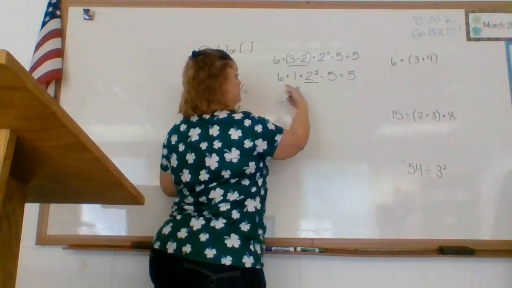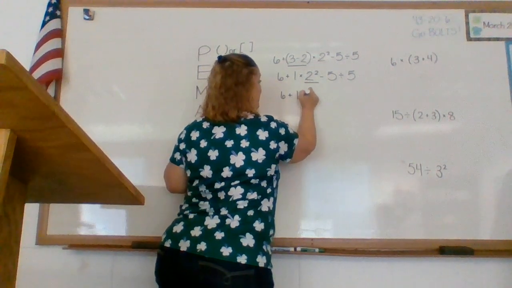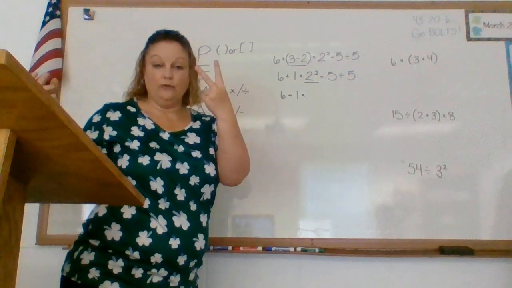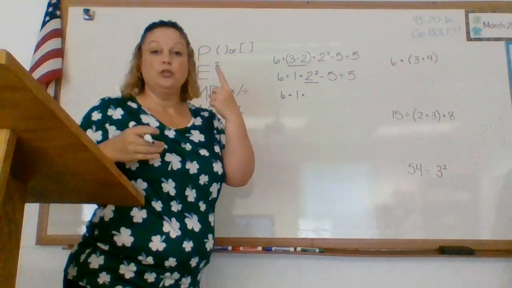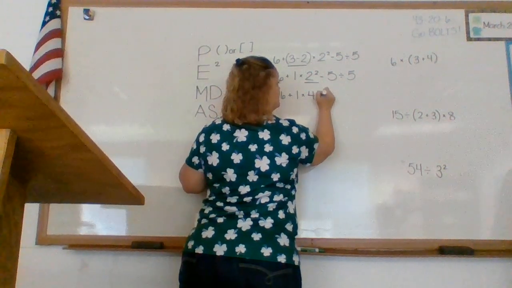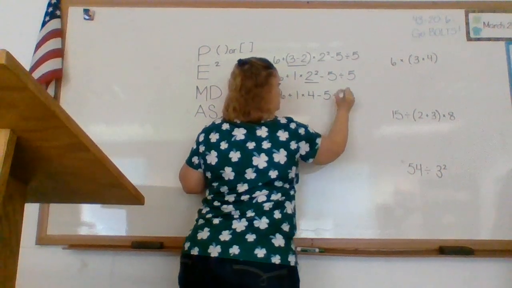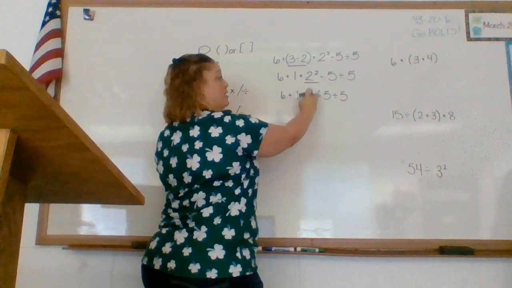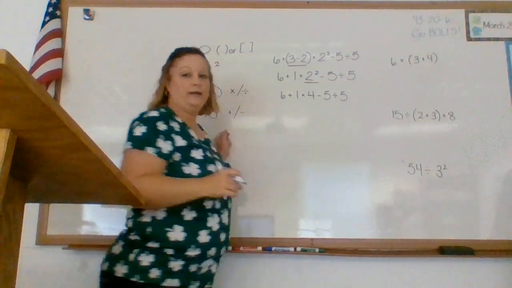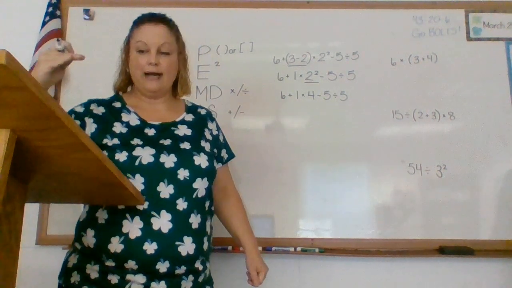Again, rewriting, I still have a 6 plus a 1 times, now I solve, 2 squared. Well, it's 2 times itself twice. We just reviewed exponents. 2 times 2 is 4, and then we still have minus 5 and divided by 5. So the underlined part I solve, everything else in the problem gets rewritten in. So again, I can see exactly what I'm looking at each step.